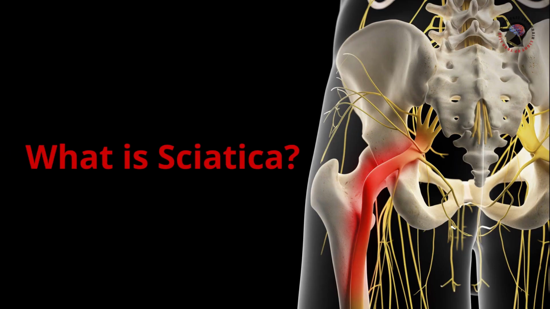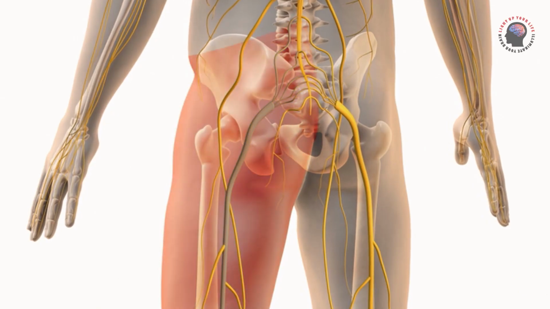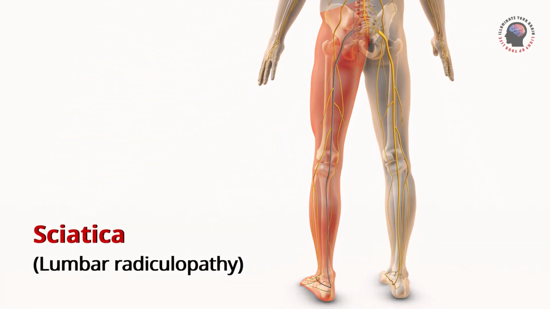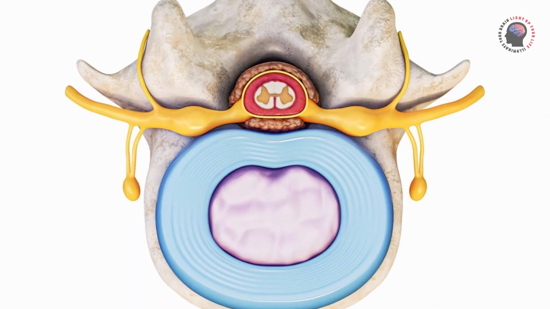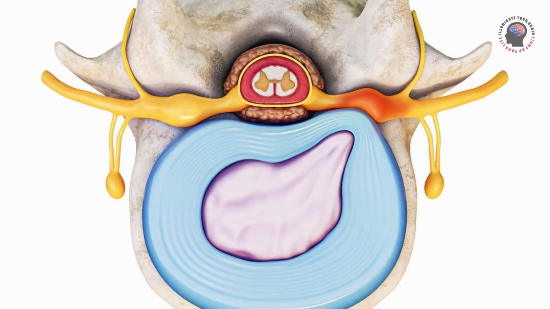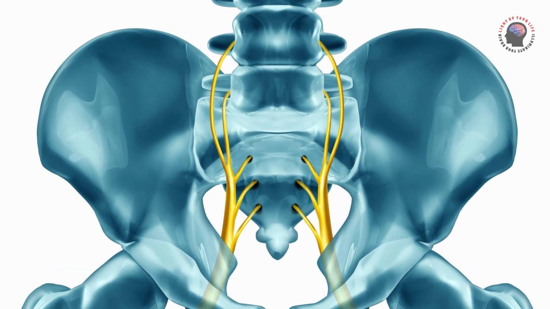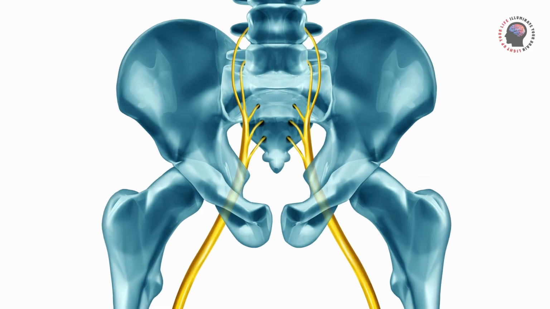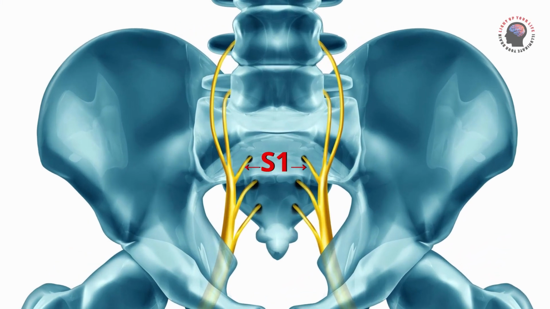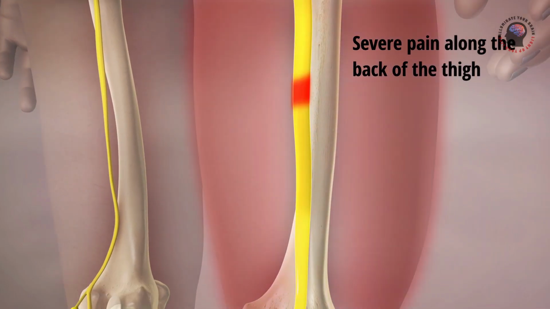What is sciatica? Sciatica, also called lumbar radiculopathy, is a set of symptoms caused by compression of one of the nerve roots that make up the sciatic nerve as they exit the spine, usually the last lumbar nerve root L5, which causes weakness in the foot, or the first sacral nerve root S1, which causes severe pain along the back of the thigh.